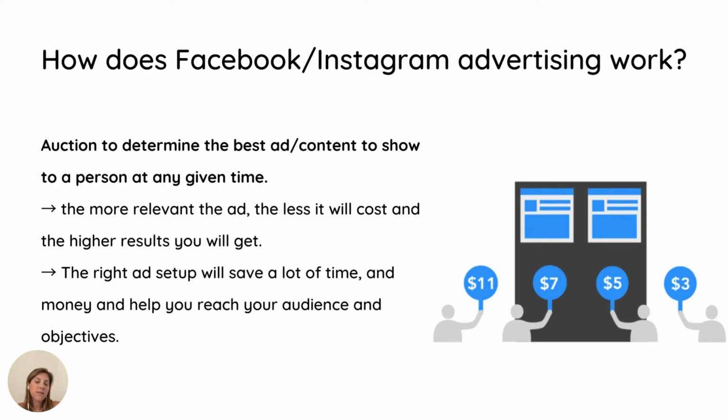So how does Facebook and Instagram advertising work? Basically, the way the ads work is similar to an auction to determine the best ad to show to a person at any given time. There is a limited amount of ads that Facebook can show to a user while keeping the experience on Facebook smooth and enjoyable. The auction makes sure that the more relevant the ad, the less it will cost and the higher the results.